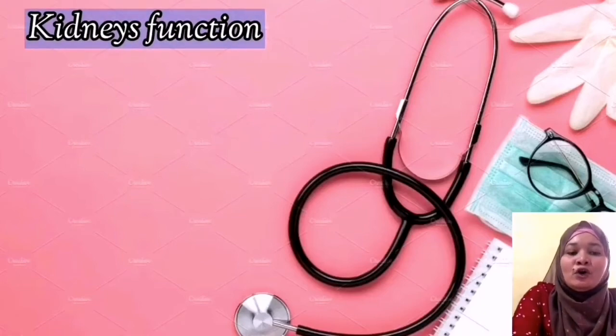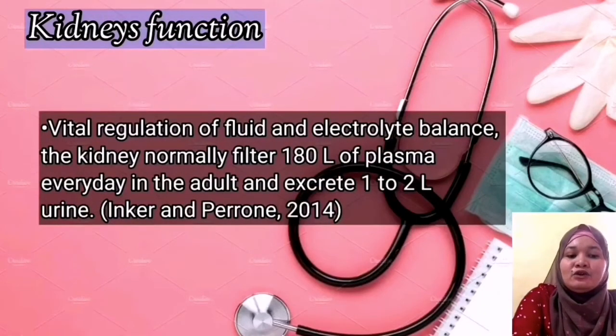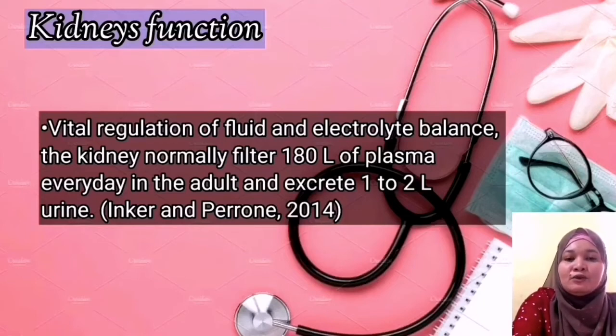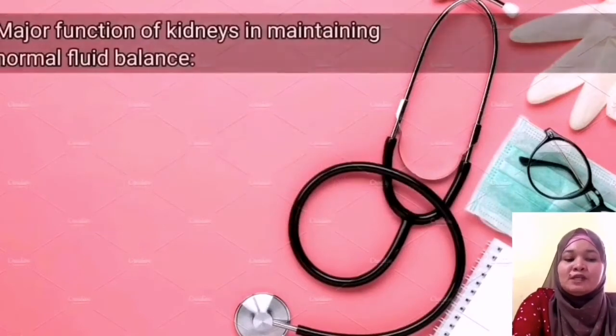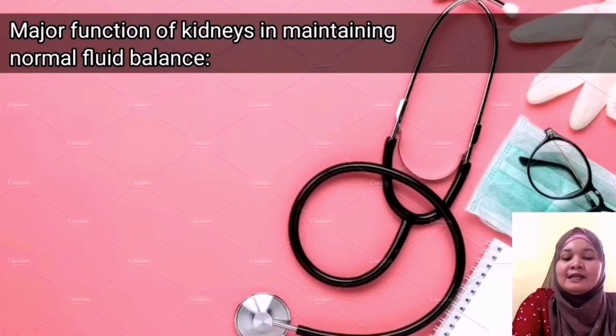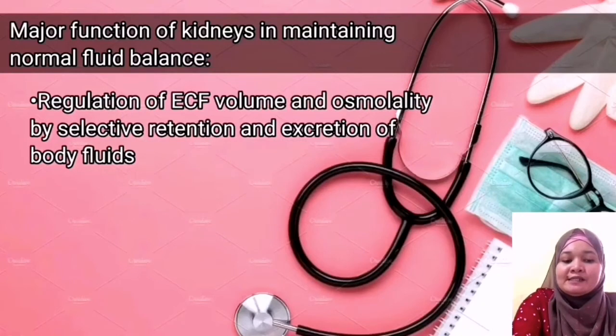Kidney function is vital for regulation of fluids and electrolyte balance. The kidneys normally filter 180 liters of plasma every day in the adult and excrete 1 to 2 liters of urine, according to Inker and Perrone 2014. A major function of the kidneys is maintaining normal fluid balance: regulation of ECF volume and osmolarity by selective retention and excretion of body fluids.